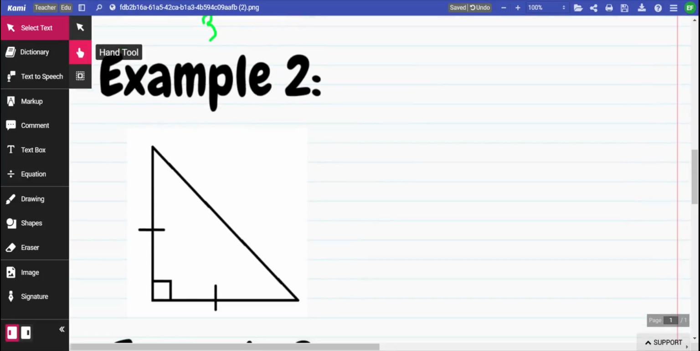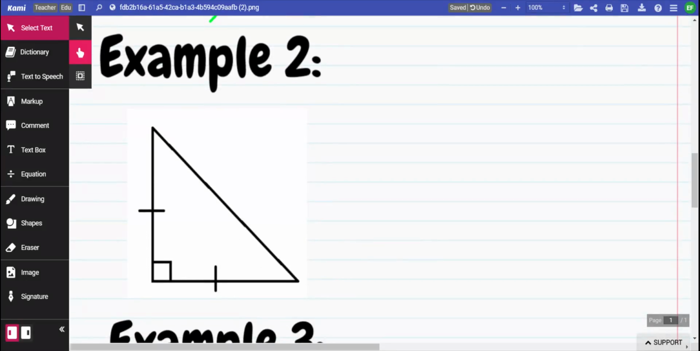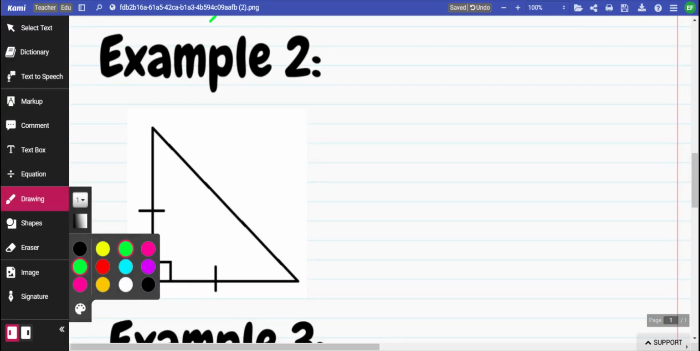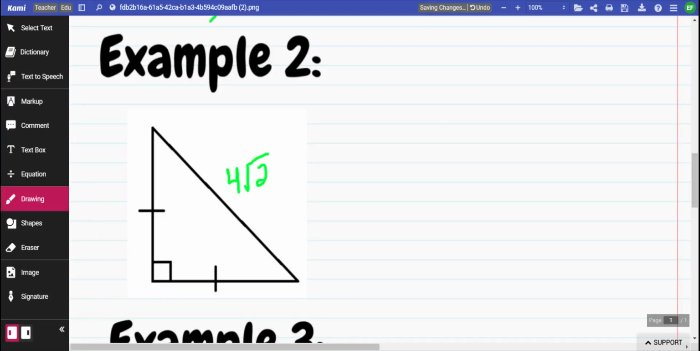We scooch down to another example, to show you a couple of different variations. Let's say this time I give the hypotenuse, and we can say that it has a length of 4 times the square root of 2. Well, since our hypotenuse is our leg times the square root of 2, that means that our leg has to have a length of 4 units each.